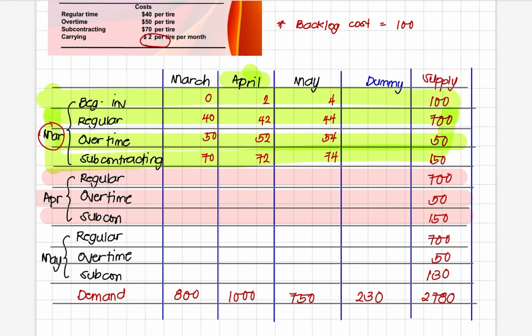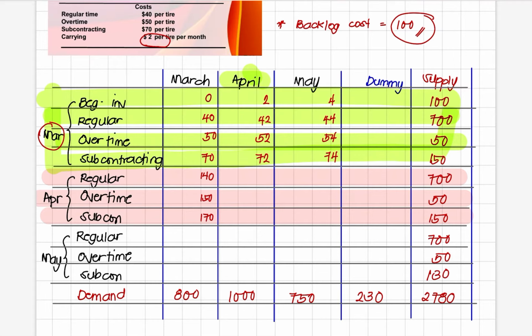So, kung pinramis mo siya na, ay, next month na lang or next month ko na lang siya ma-deliver. So, that's already a backlog. Now, paano kapag may backlog cost na involved? So, yung ating regular, magkakaroon siya ng plus 100. So, kung 40 siya kanina, magiging 140 ito. Yung overtime ko, kung 50 siya, magiging 150 yon. And then, yung subcon, kung 70 siya, magiging 170. So, kasi may backlog cost siya.